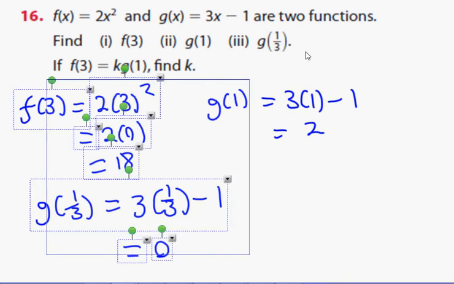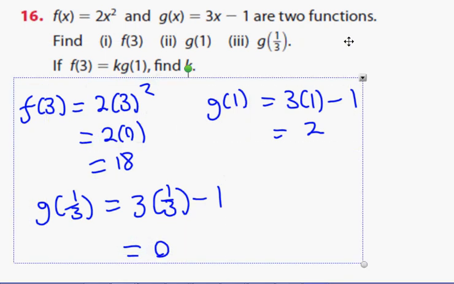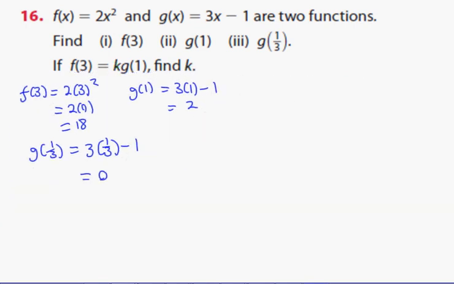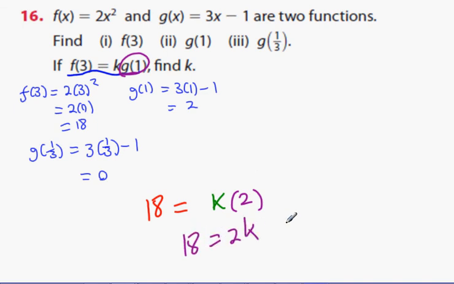Okay. Now that's done. What we're going to do next is the last part here. What is f of 3, guys? We've just got it. This part here, 18 equals k times g of 1. Do we know what k is? Leave k alone. And do we know what g of 1 is? So 18 equals k times 2. This means 18 equals 2k. This makes k, how many people got that one?